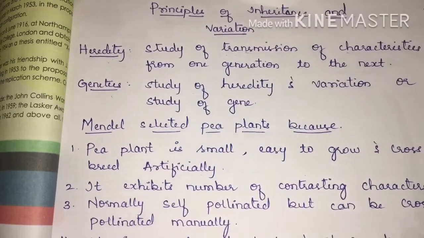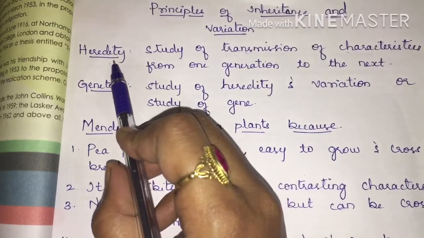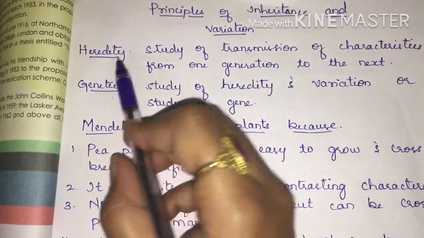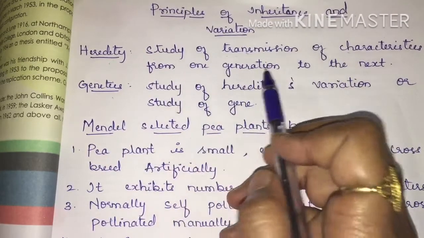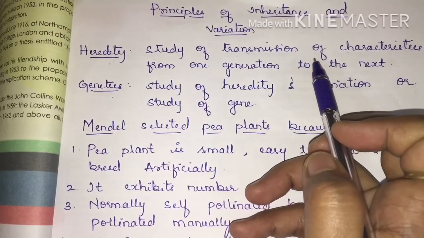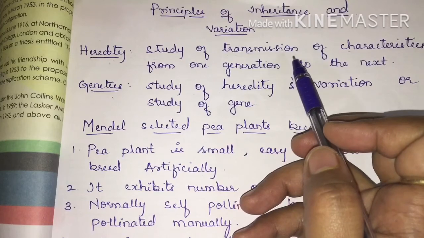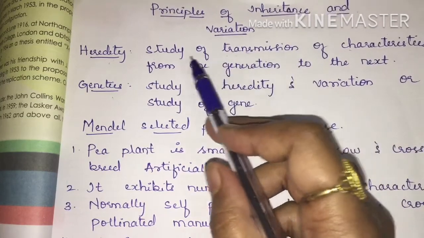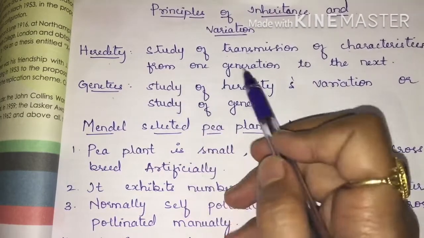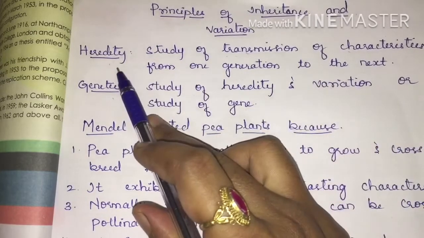So in the principles of inheritance, first we are discussing heredity. What is heredity? It is the study of transmission of characters from one generation to the next. What did we say for inheritance? We said that something is getting transferred from parents to offspring. Here, heredity is the study of transmission of characteristics from one generation to the next. It is called heredity.